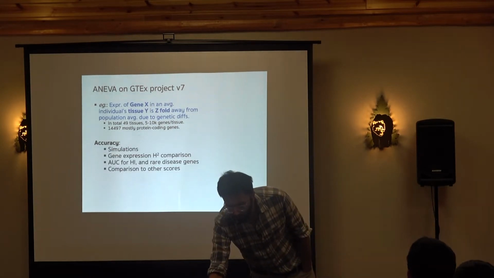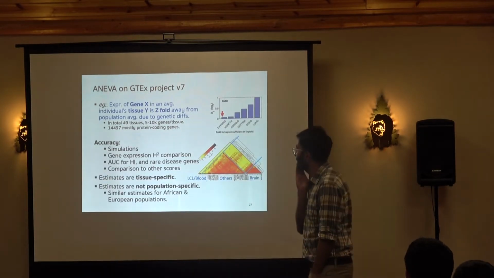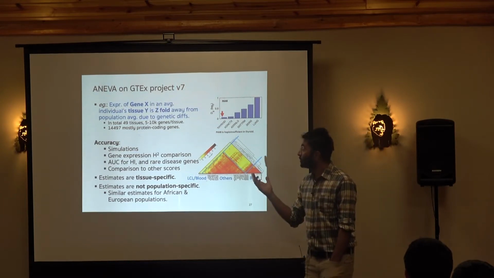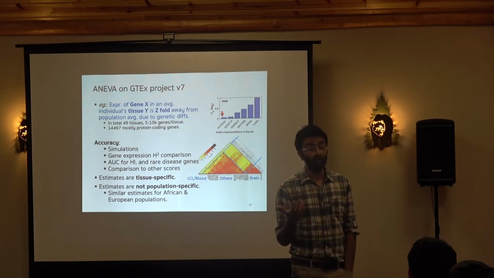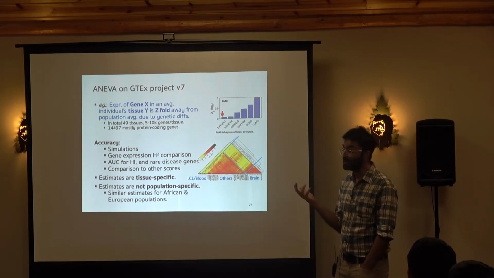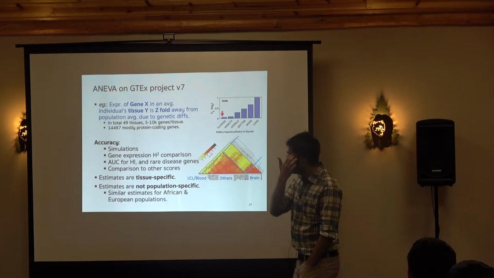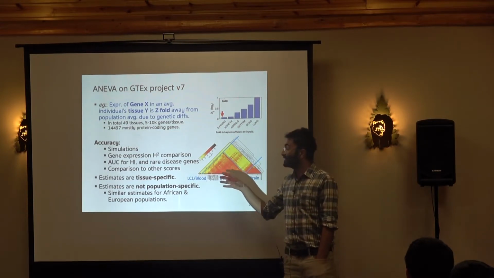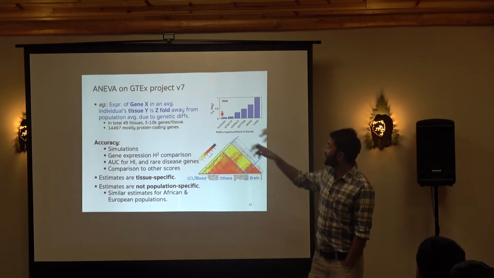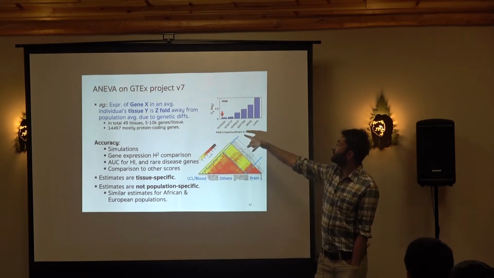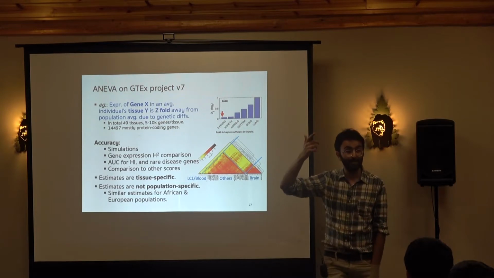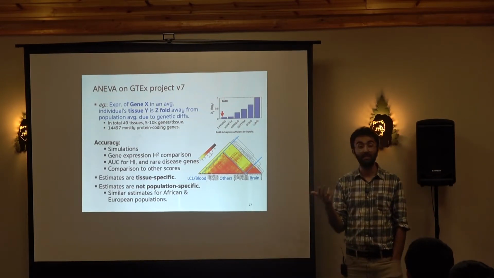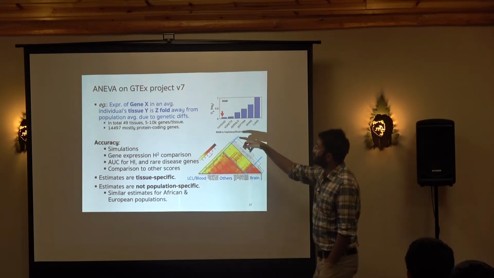So we did a bunch of benchmarking on this. I'm not going to go through the details, but basically it makes sense in simulation. It is also well correlated with estimates of gene expression heritability. It has good area under the curve and so on and so forth. The thing that is cool about it is that it's tissue specific. For example, here I'm showing the estimates that we have for PAX8. PAX8 is a transcription factor that causes severe diseases in thyroid.